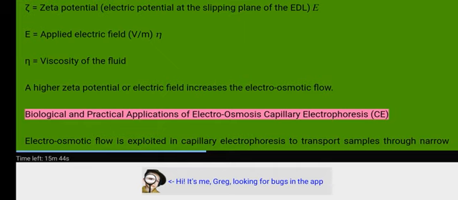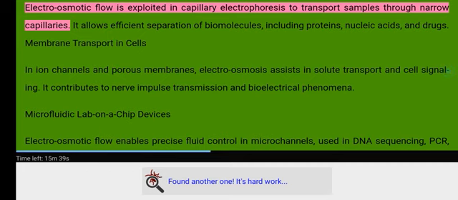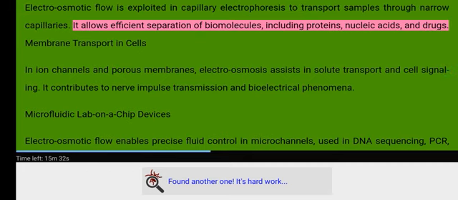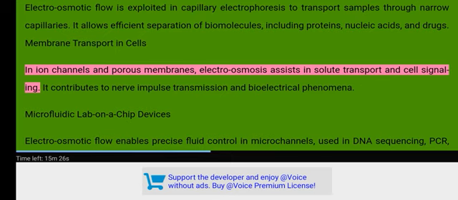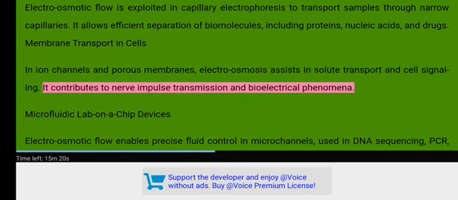Biological and practical applications of electroosmosis: capillary electrophoresis, CE. Electroosmotic flow is exploited in capillary electrophoresis to transport samples through narrow capillaries. It allows efficient separation of biomolecules, including proteins, nucleic acids, and drugs. Membrane transport in cells. In ion channels and porous membranes, electroosmosis assists in solute transport and cell signaling. It contributes to nerve impulse transmission and bioelectrical phenomena.